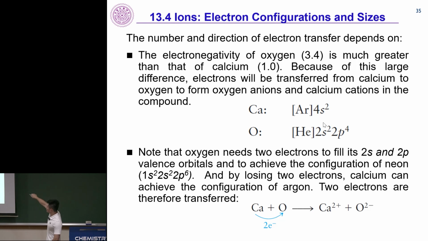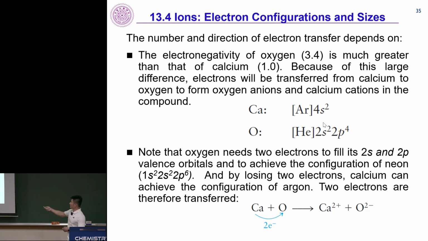So eventually we're going to have calcium losing both of its 4s electrons, while oxygen will get electrons to fulfill its p orbitals, right? And note that oxygen needs 2 electrons to fill its 2s and 2p, in order to get to 2p6 and to achieve the configuration of neon. And by losing 2 electrons, calcium can achieve the configuration of argon. 2 electrons are thus transferred. Losing 2 electrons, gaining 2 electrons, right? So this also gives you what?